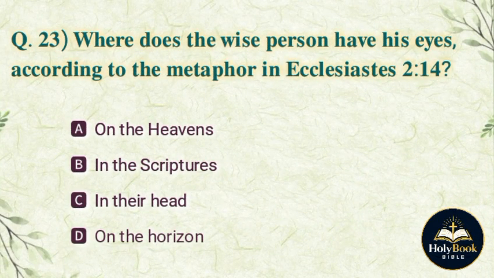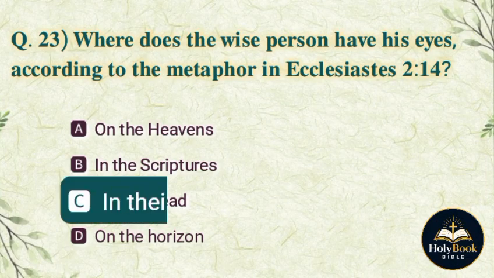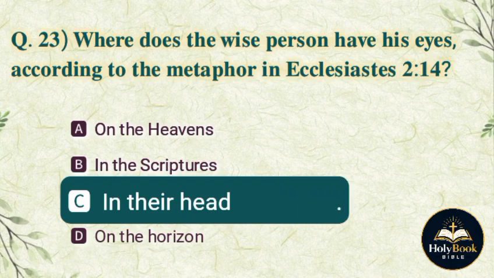Question: Where does the wise person have his eyes, according to the metaphor in Ecclesiastes Chapter 2, verse 14? Options: A. On the heavens. B. In the scriptures. C. In their head. D. On the horizon. The correct answer is option C, in their head.